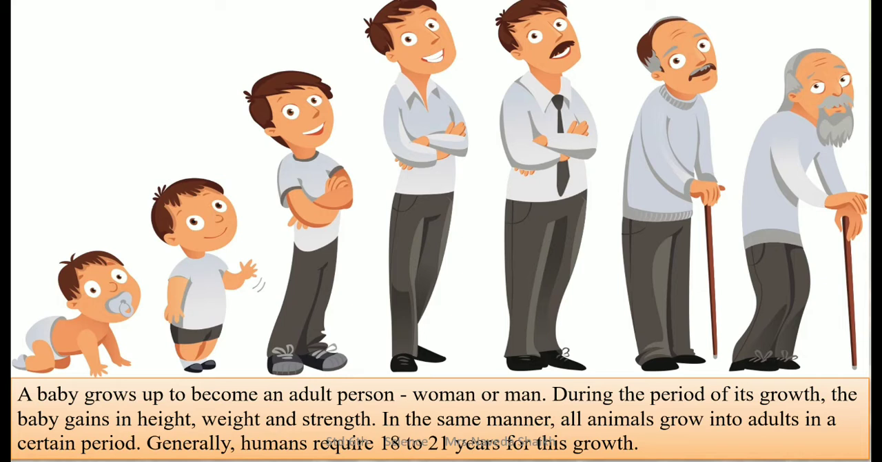So in the same manner, all animals grow into adults in a certain period. Like say if humans can live for about 60 years, there are different animals which can live for a certain period. Like dogs, they live for 10 to 12 years. Generally humans require 18 to 21 years for their growth. Now remember, human beings like us, they do not grow throughout their life. They have a particular time period in which their body grows, from the moment you were born till you turn 18 to 21, depending on the individual.